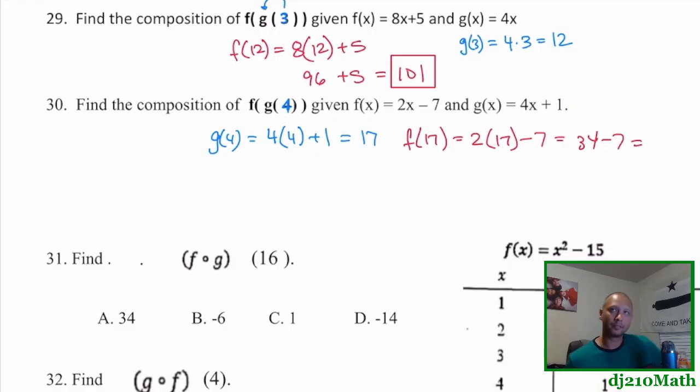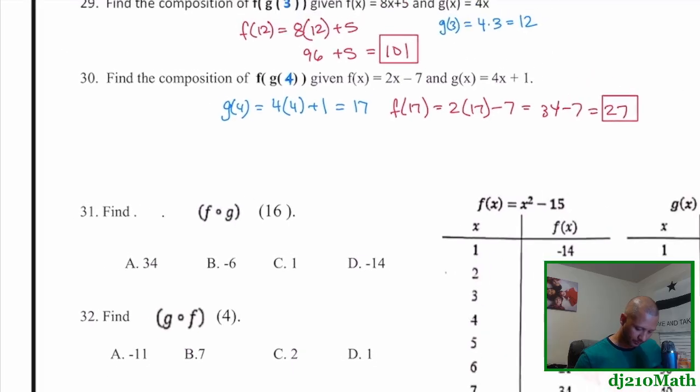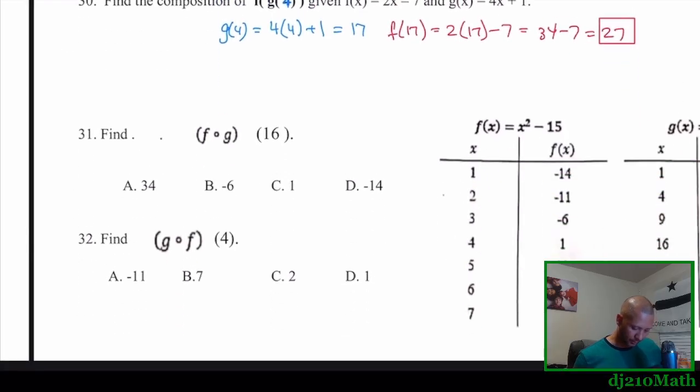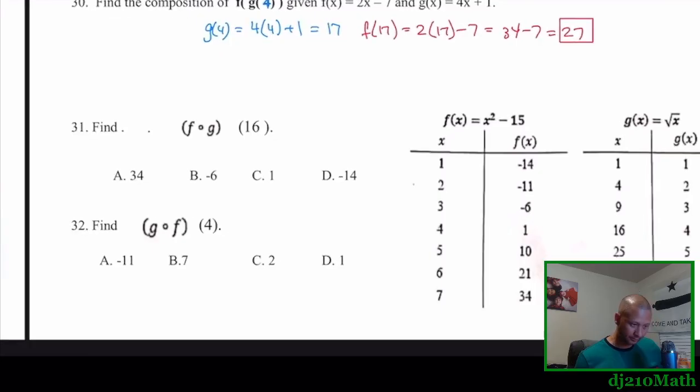34 minus 7 is 27. 27. All right, we're almost there. Last two.